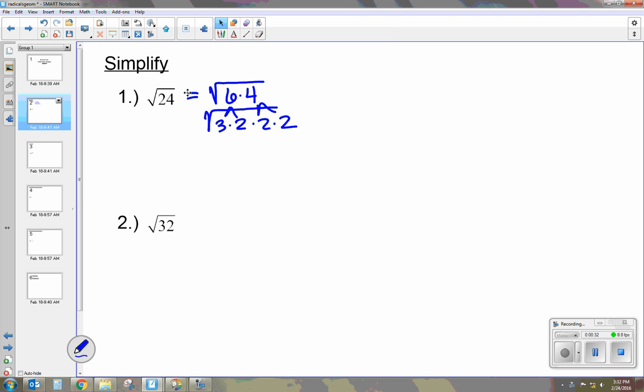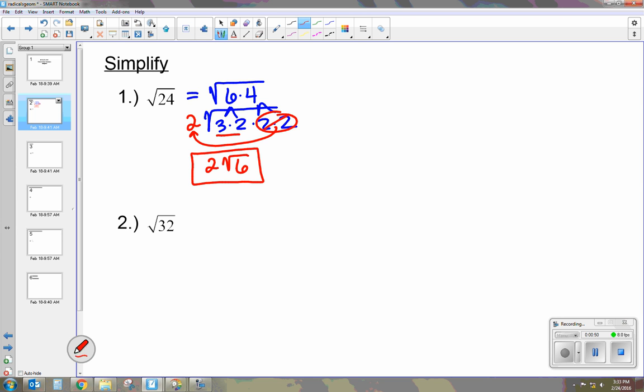My trick is that I find the doubles. So we have 2 of 2, and we bring 1 to the outside, because it's kind of like doing the square root of 4, which is just 2. And so what we're left with is 2 square roots of 6, because 3 times 2 is 6.